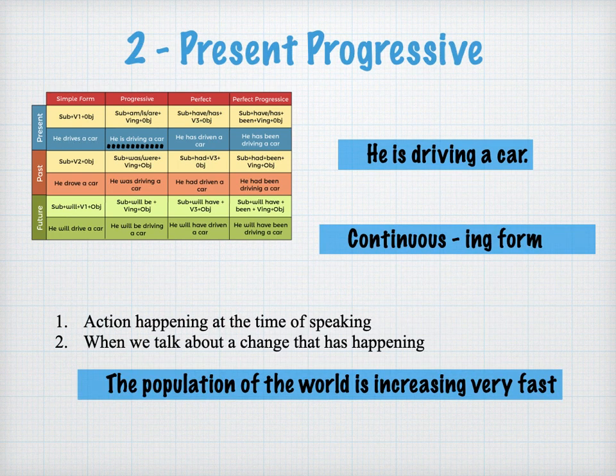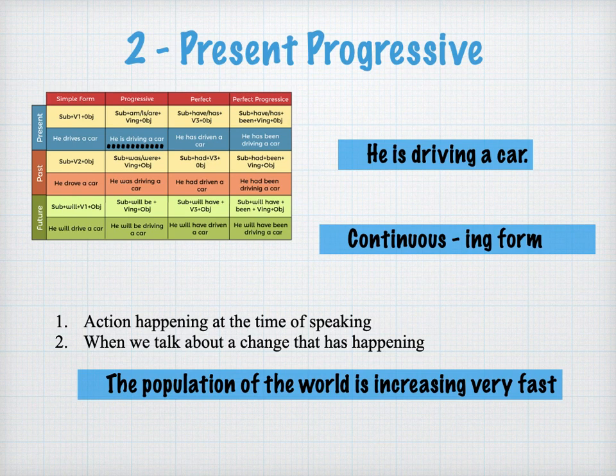Moving on to the second one, present progressive or present continuous. So, as the title suggests, the action is progressing or the action is continuing at the time when we are speaking. He is driving a car, which means right now he is driving a car. So, continuous tense is coming and therefore ing form is used. So, action that is happening at the time of speaking. More than that, when we talk about a change that is happening, we again use this present progressive tense. Now, look at the example. The population of the world is increasing very fast. So, we are talking about a change that is gradually happening, and present progressive tense is used here.